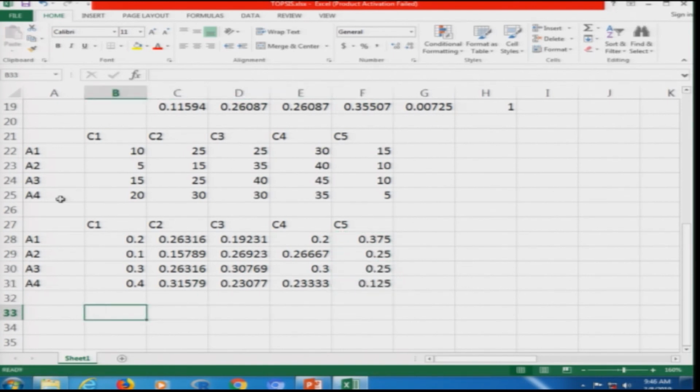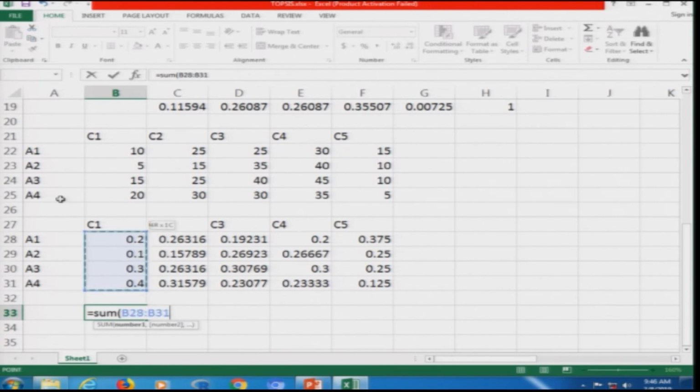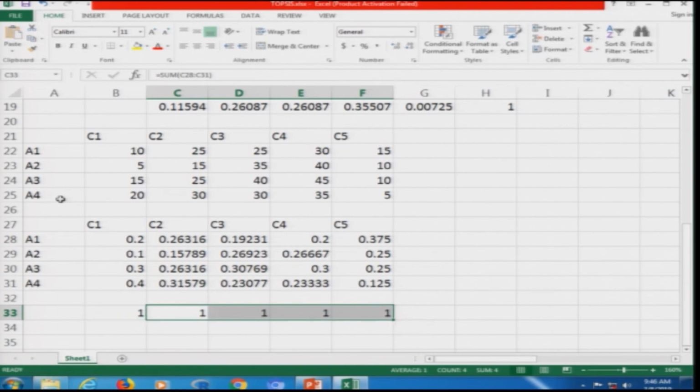Obviously, you have normalized along the columns, so let us find out. Obviously, this will be true, but I want to show it to you. So, this is 1, 1, 1. If you had done it along the rows, it would have been the same.